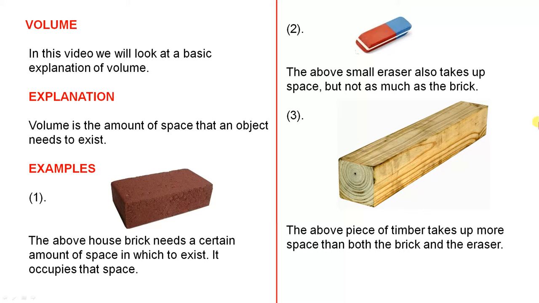Examples. The first one. The above house brick needs a certain amount of space in which to exist. It occupies that space. Number two. The above small eraser also takes up space, but not as much as the brick. Number three. The above piece of timber takes up more space than both the brick and the eraser.